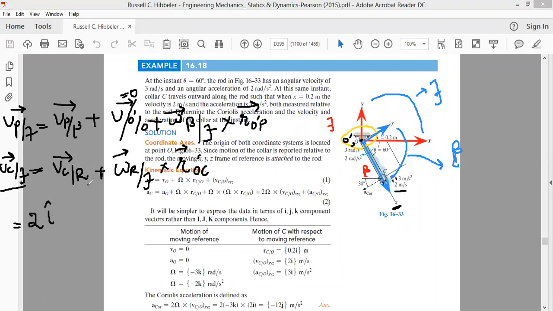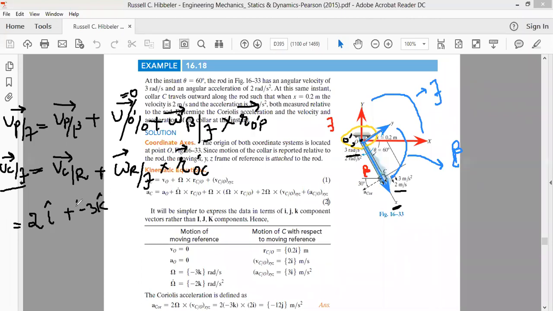Since we are measuring it with respect to the rod, we have to take the rod coordinate system. The velocity is 2 meters per second, and with respect to the rod it is along the x-axis. So this is 2i plus omega r, the angular velocity of the rod with respect to the ground. That is given as 3 radian per second. If you curl your fingers, it will be along the negative z direction, so it is minus 3k cap.